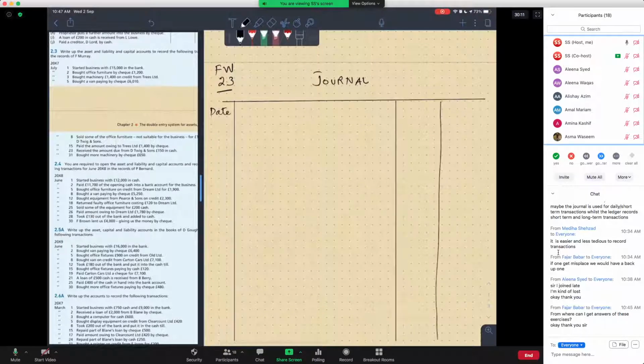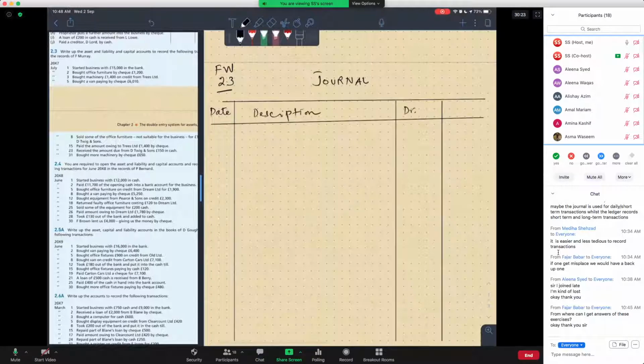So you have an extreme left-hand corner column for date. Then you have a description column or particulars column. Then you have amount to be debited and amounts to be credited, right? So we have learned from our previous classes how we break down a transaction into a debit and credit. And so now we learn how we record these transactions into the journal.